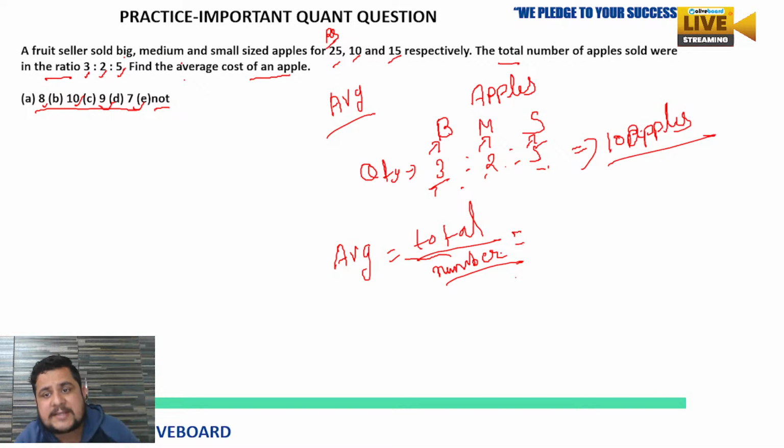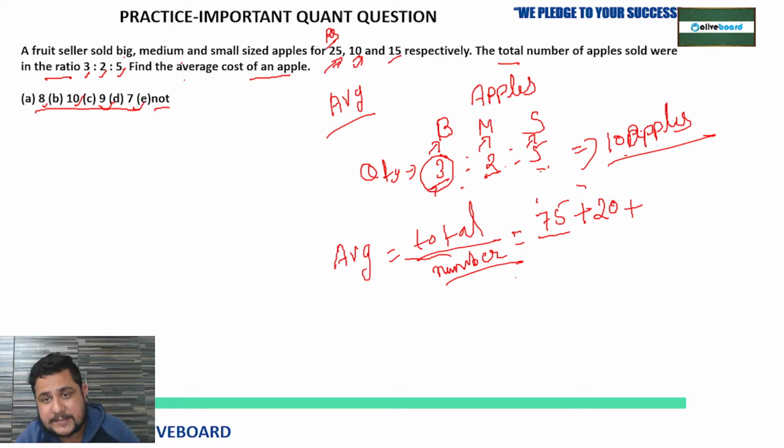So how will you get the total price? In these 10 apples, 3 apples are of larger size, and each apple's price is 25. Then 3 apples' price will be 25 into 3, 75. Plus 2 apples of medium size, and each apple's price is 10 rupees, so 10 into 2, you will get 20. Plus 5 apples of small size, 15 rupees each, so 15 into 5, 75.